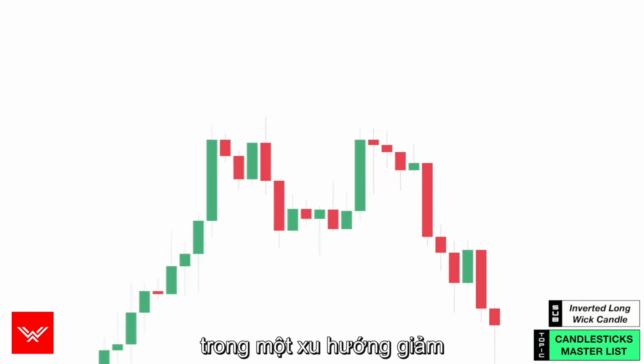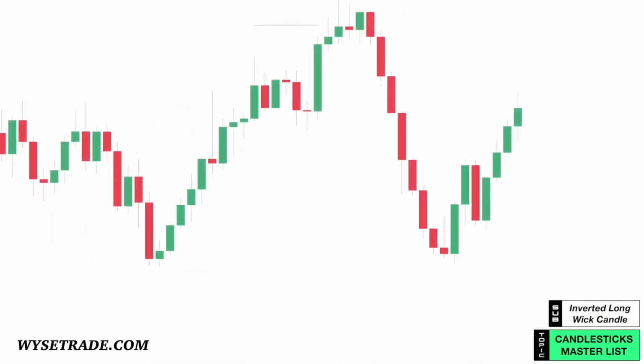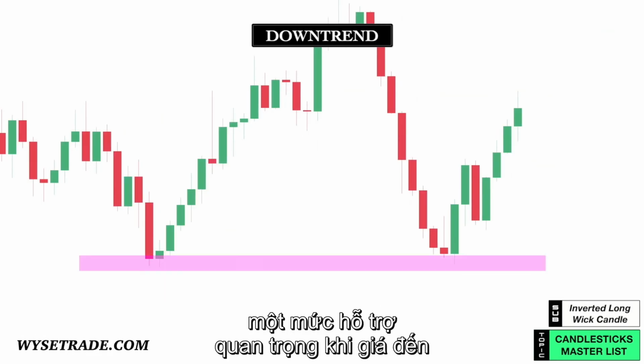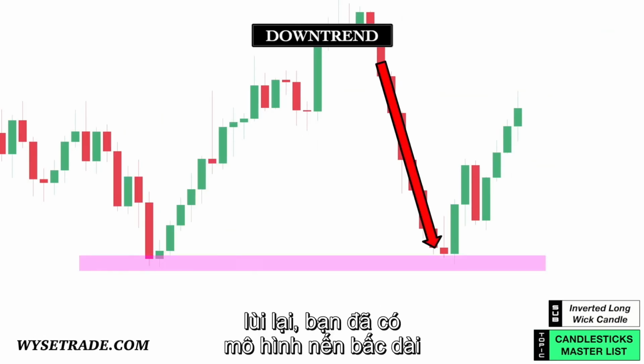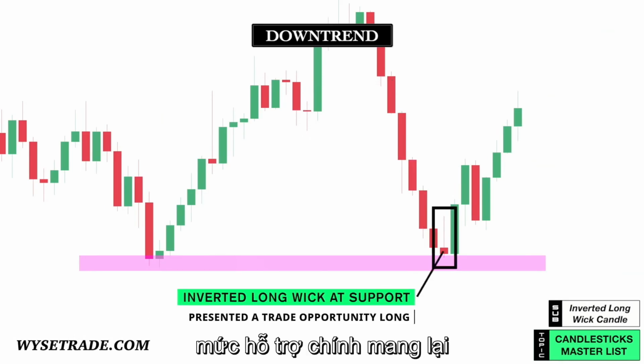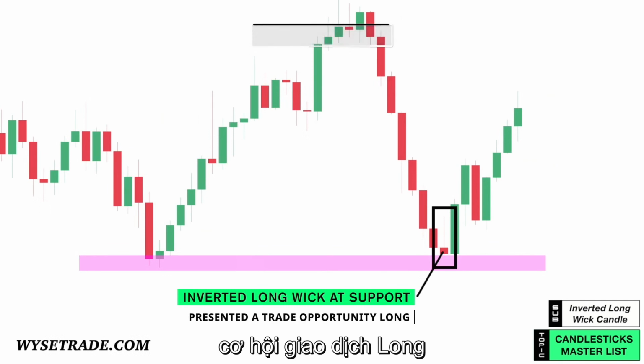Now, going in the opposite direction. In a downtrend, price came down, hit and reversed, giving you a key level of support. As price came back down, you had the inverted long wick candle form right at the key level of support, which presented a trade opportunity long.